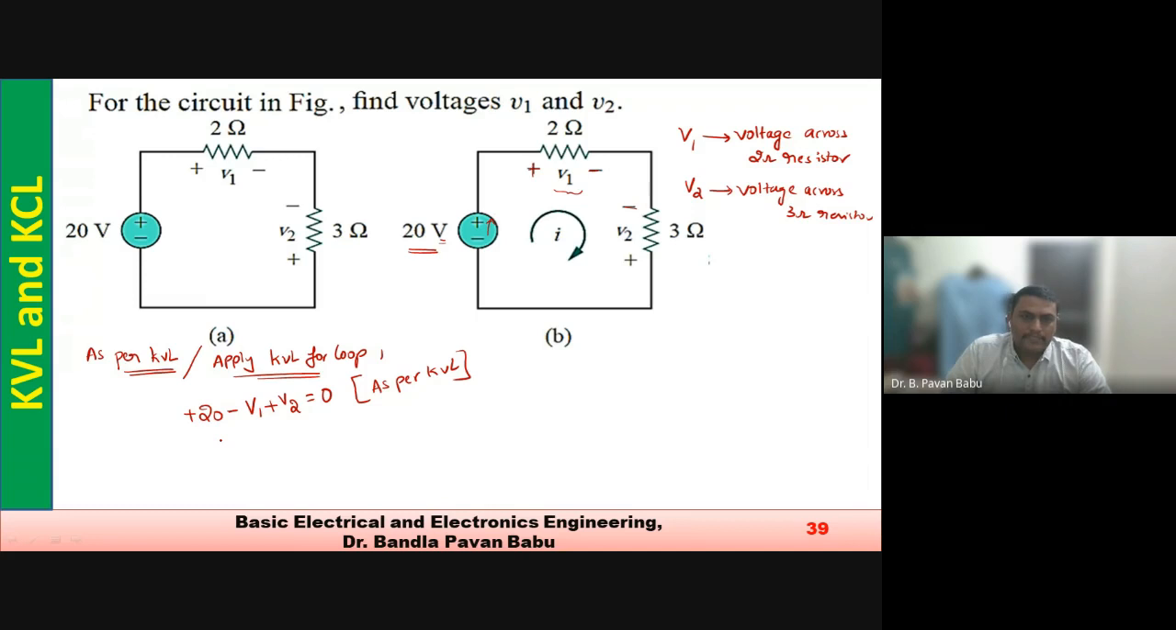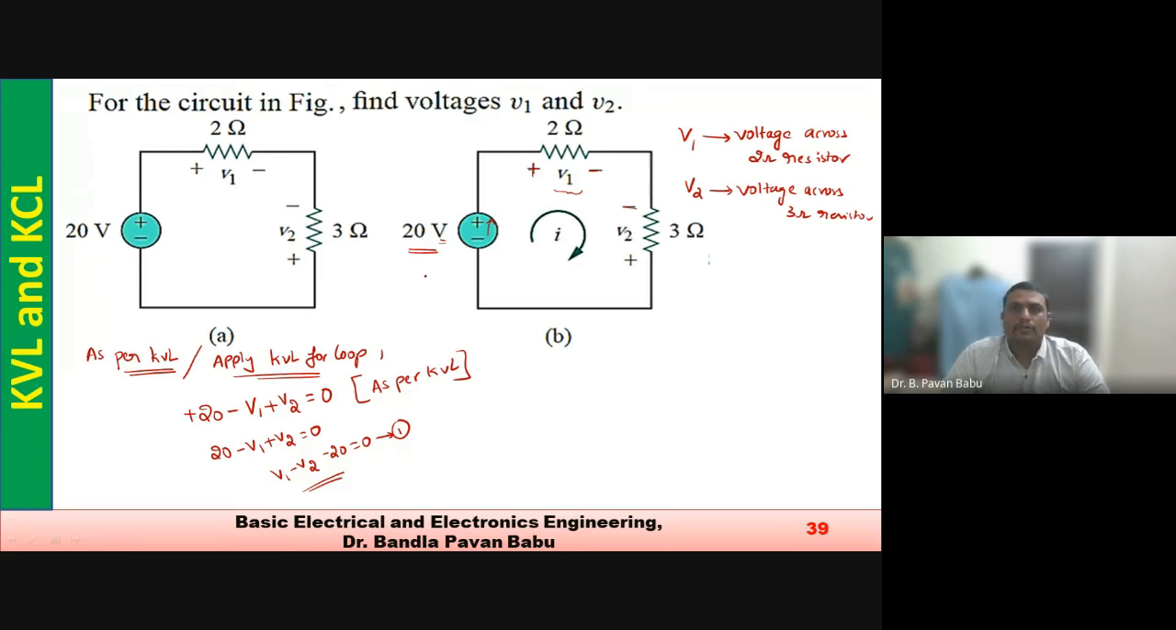Okay, next, again I can rewrite this equation as 20 minus v1 plus v2 is equal to 0. So v1 minus v2 minus 20 is equal to 0. Let it be equation 1. So this is how the equation is solved as per the KVL. Okay, so the same steps I have given.